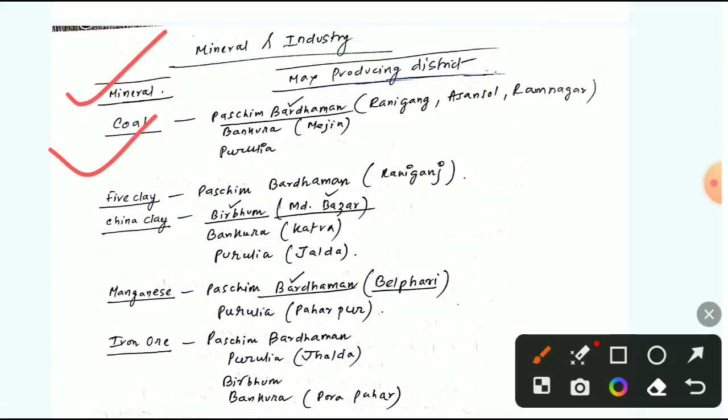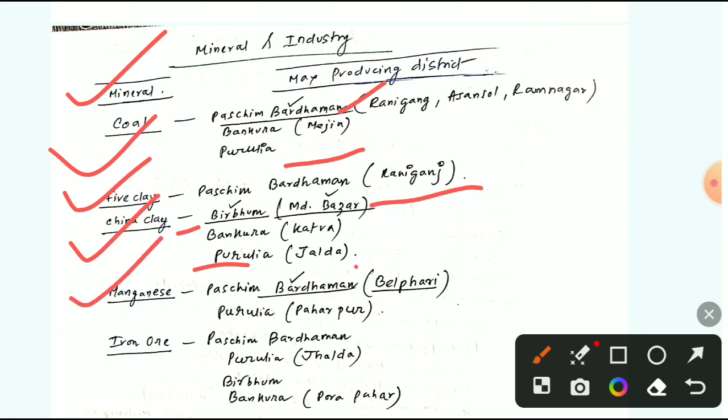Coal, Paschim Bardhaman. Raniganj, Asansol, Ramnagar. Bankura, Purulia, maximum producing Paschim Bardhaman. Coal. Fire clay, Paschim Bardhaman. Maximum is Paschim Bardhaman only. China clay, Birbhum, Mohammad Bazar. Bankura, Purulia. Manganese, Paschim Bardhaman. Belpahari. Iron ore, Paschim Bardhaman.